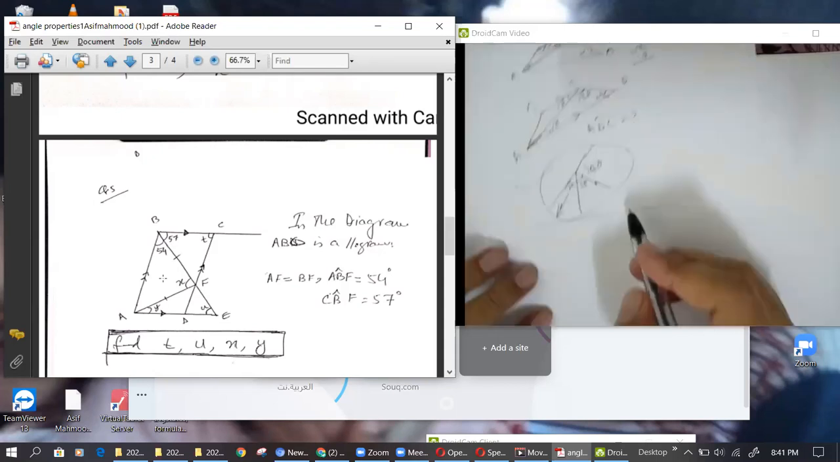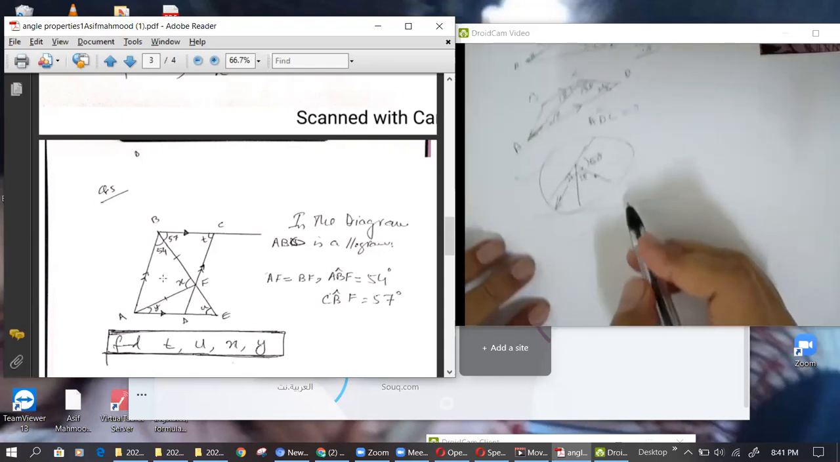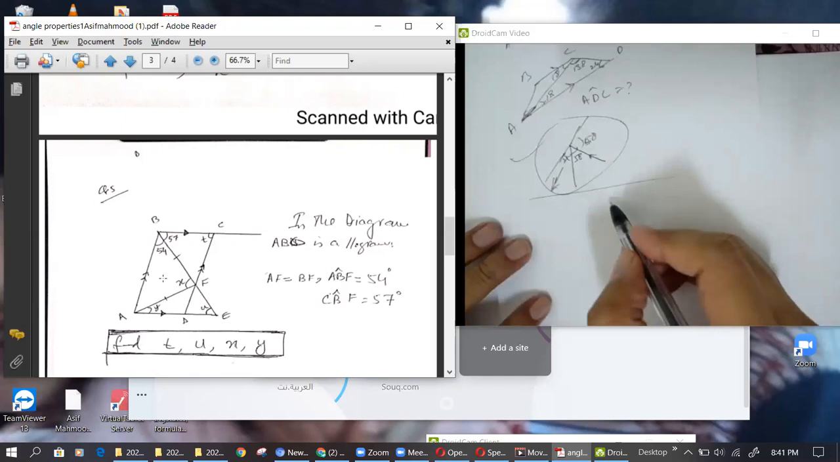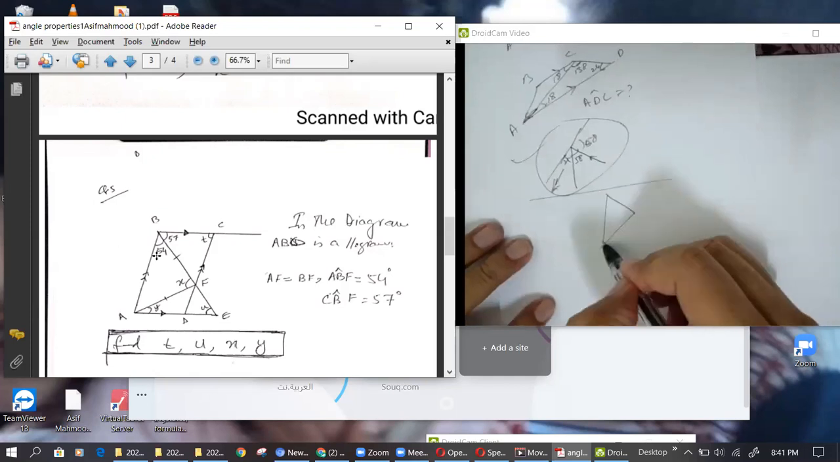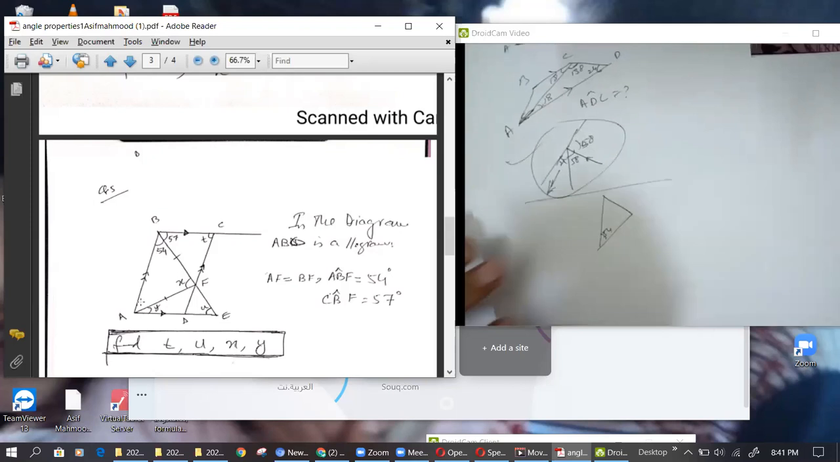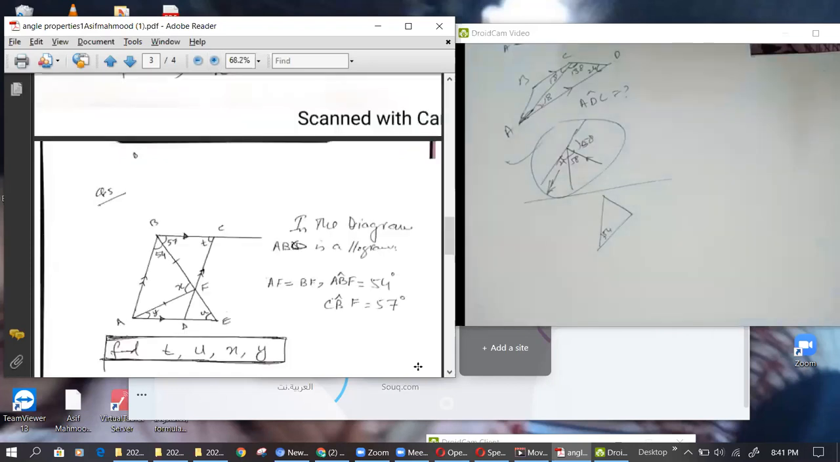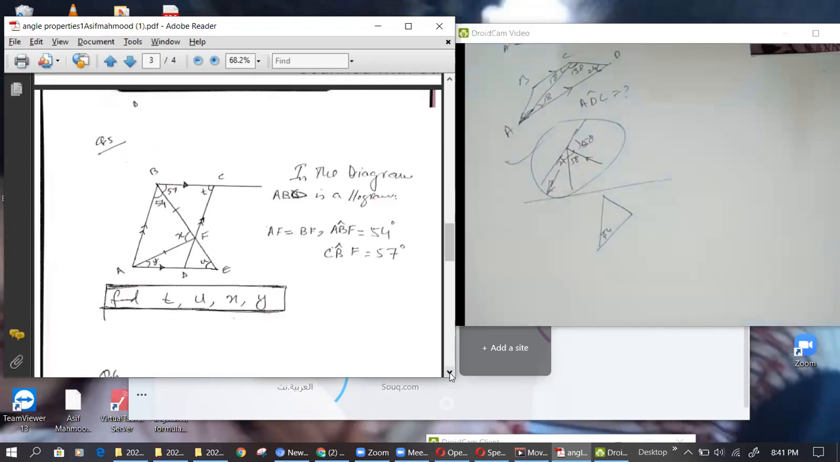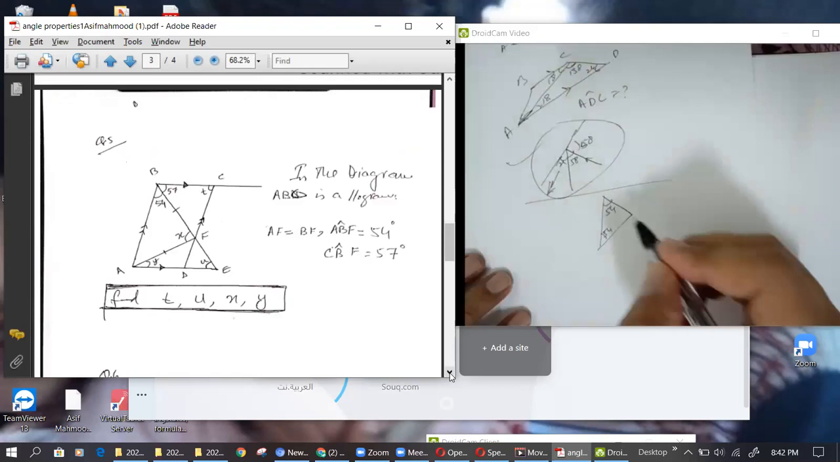BAF will also be 54. Sorry, this is 54, this is 54. So this is 54, this is 54, and then x will be 72. You added and subtracted, okay, you did it first. Very good. Now go on to the next one.